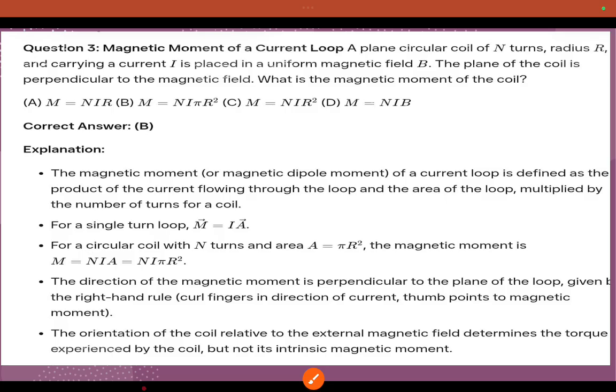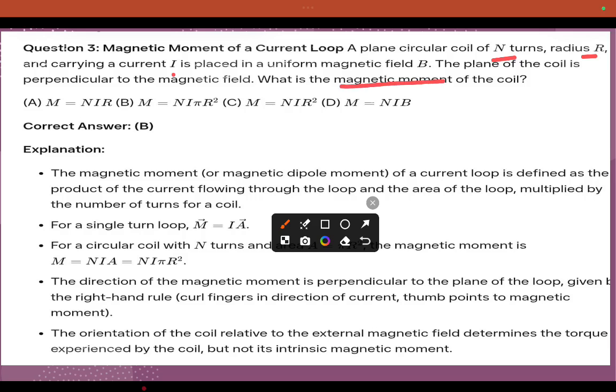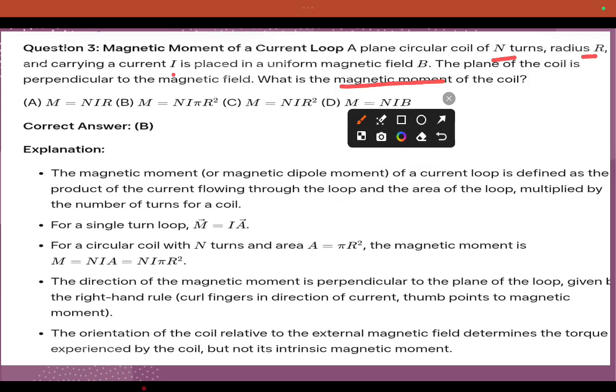Question number 3 is related to the magnetic moment of a current loop. A plane circular coil of N turns, radius r, and carrying current I is placed in a uniform magnetic field B. The plane of the coil is perpendicular to the magnetic field. What is the magnetic moment of the coil? So the answer is M equal to N I pi r square.